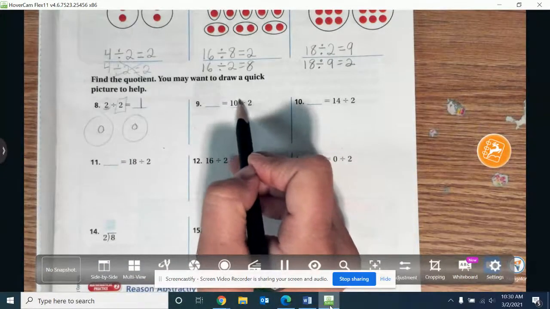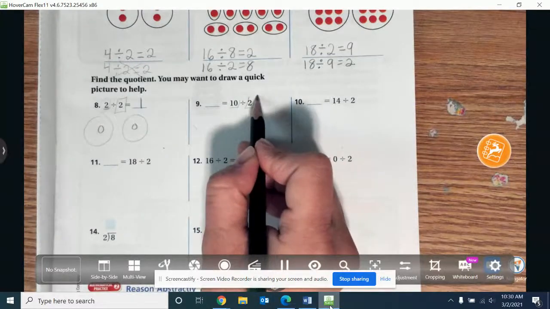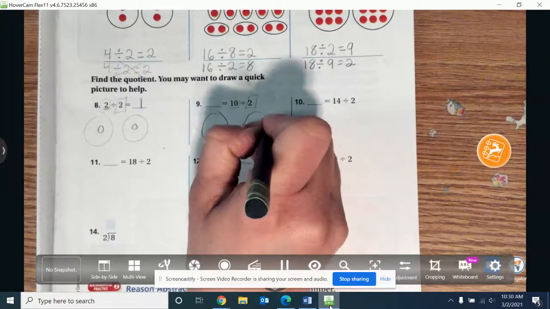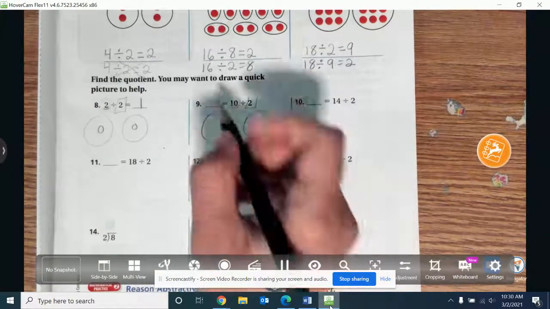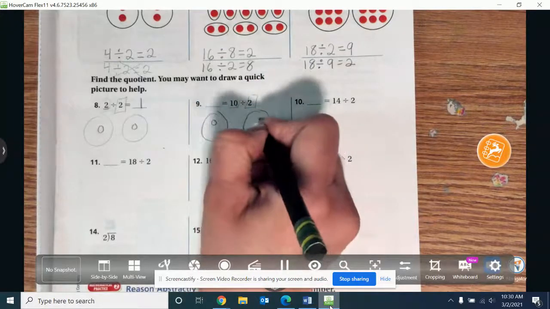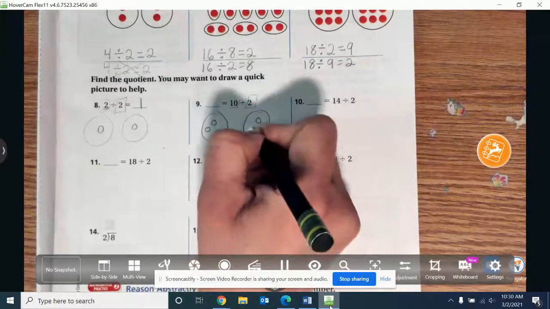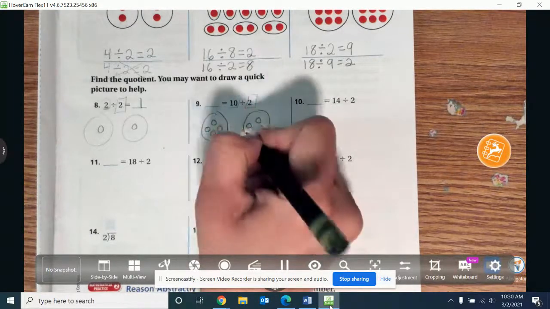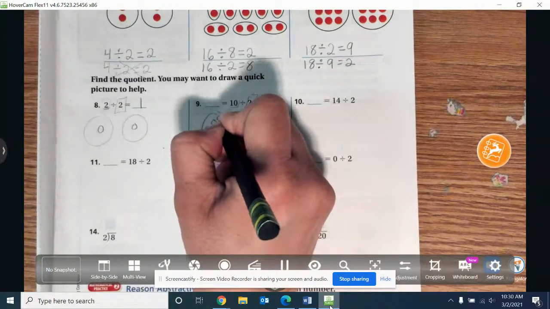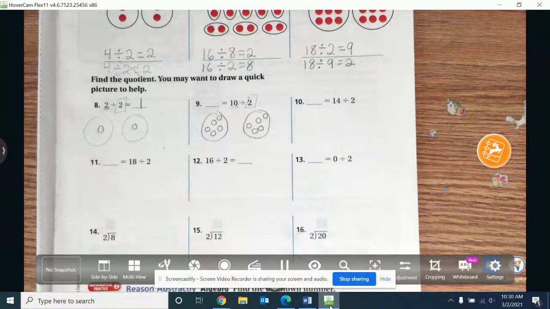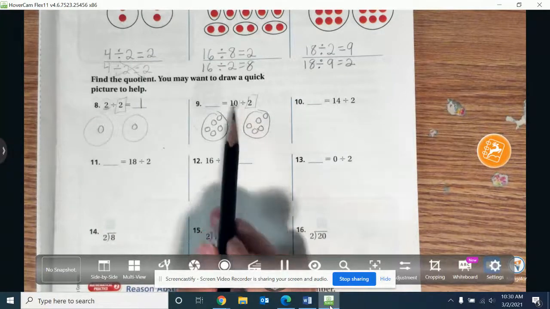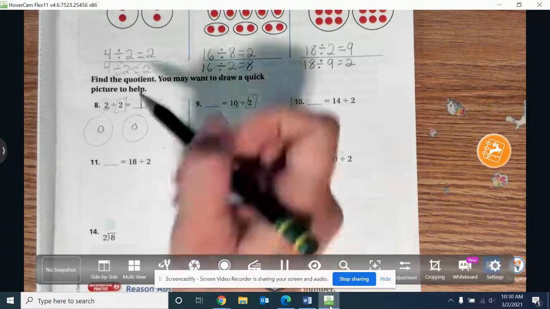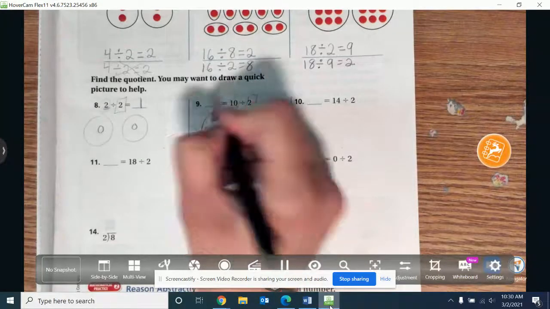So let's go here. Again, the large number is the total, and the smaller number is the groups. I'm going to draw two groups again. This time, I'm going to count 10 total, putting one in each. 1, 2, 3, 4, 5, 6, 7, 8, 9, 10. I can't draw more. There's only 10 total. How many are in each group? 1, 2, 3, 4, 5. The answer is 5. Make sure you're drawing the picture with me.